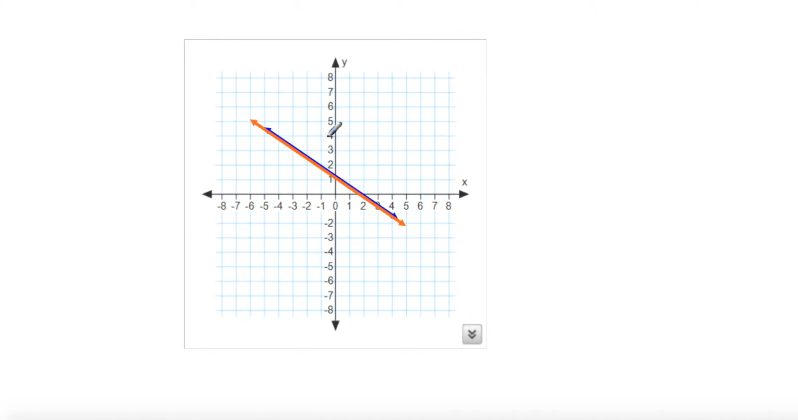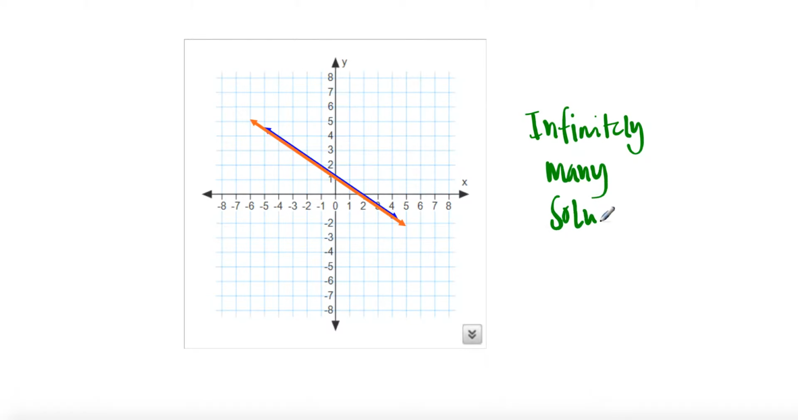And a third scenario we might see, I've got an orange line graphed and a blue line, and I have them slightly offset just so you can see that there are two lines there, but those two lines are the exact same line. Therefore, the blue line and the orange line will intersect at every single point, and the answer there would be infinitely many solutions. These two lines have infinitely many solutions because they cross at every single point because they're the same line.